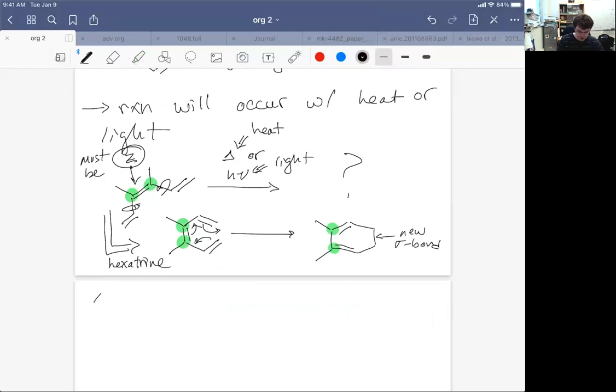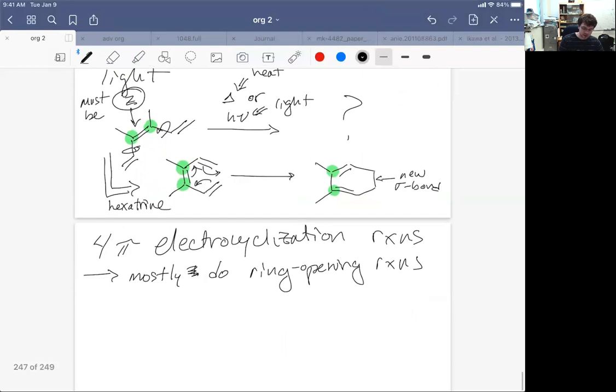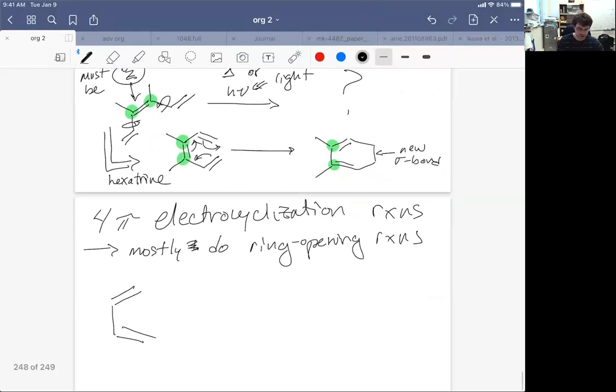Okay, so let's do the 4 pi electrocyclization reactions. I'm just going to say this up front. These mostly do ring opening reactions, but let's look at the equilibrium. These are tougher for students to see because they're so used to using 4 pi conjugated systems in Diels-Alder reactions. So here is my 4 pi conjugated pi system without any substituents added.